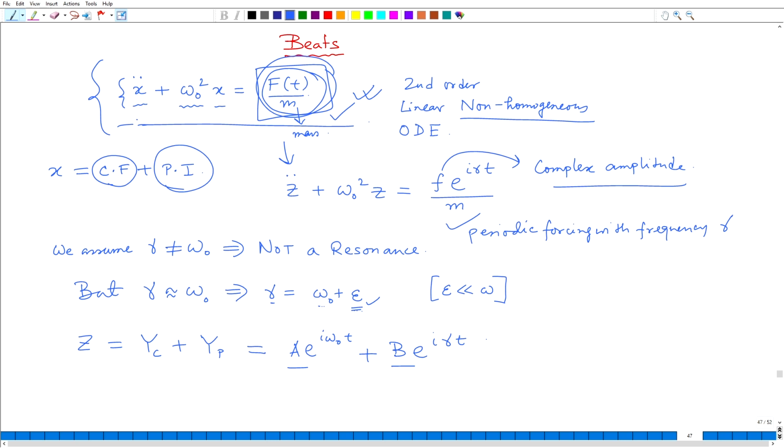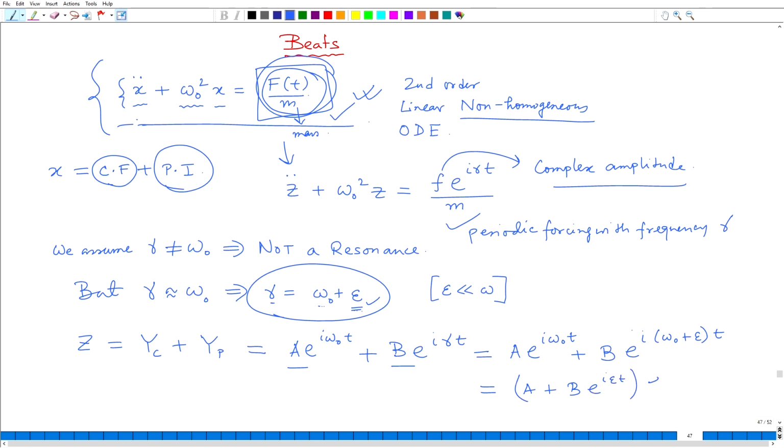If I have this relation gamma is equal to omega 0 plus epsilon, I can write this one as A e to the power i omega 0 t, and this one I can also write then B e to the power i, gamma is omega 0 plus epsilon, so I can write omega 0 plus epsilon t, okay, and I can write (A plus B e to the power i epsilon t) times e to the power i omega 0 t, okay.